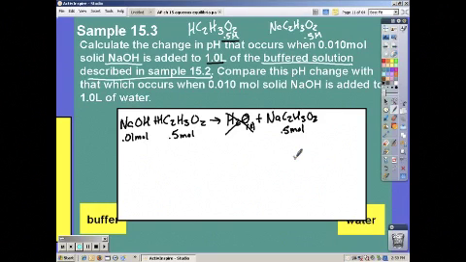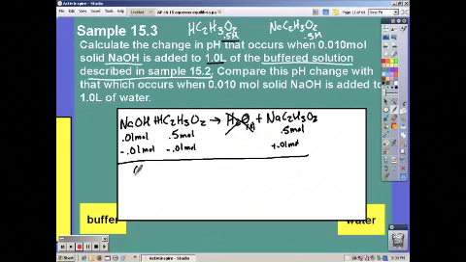We're going to react them. So the smaller amount's going to be used up completely. Make sure that you add the 0.01 to the products. Basically, our smaller number is our X that we would normally be solving for.